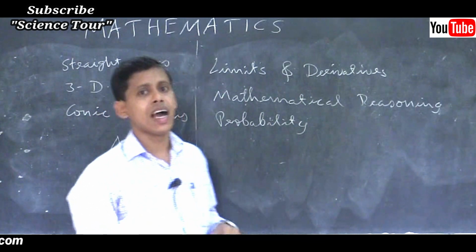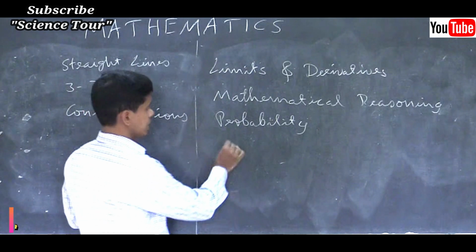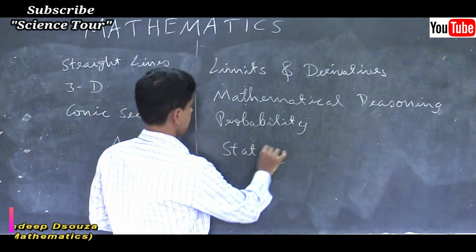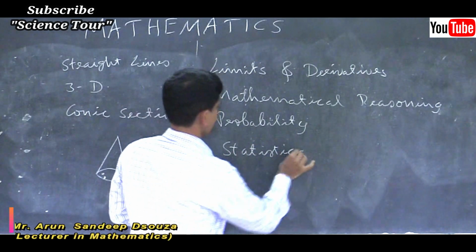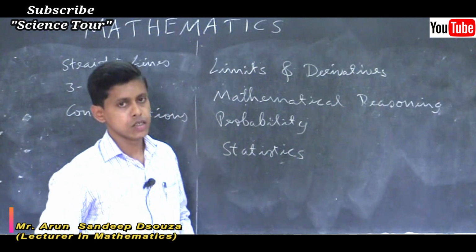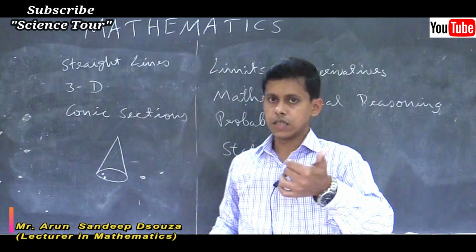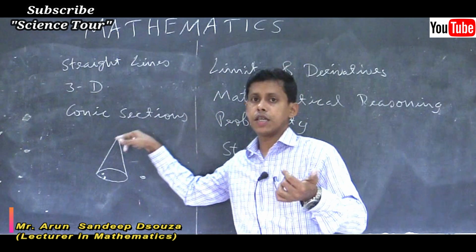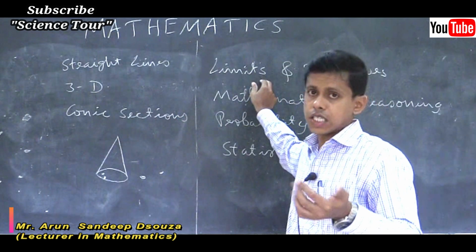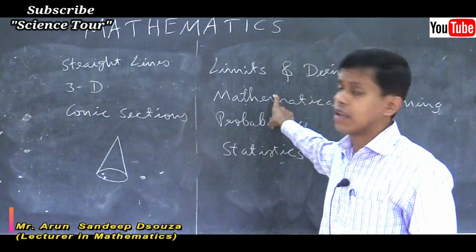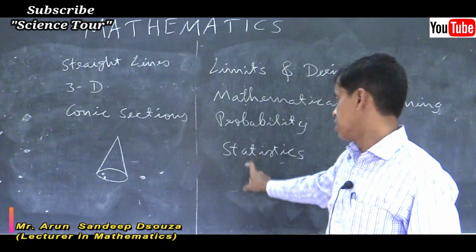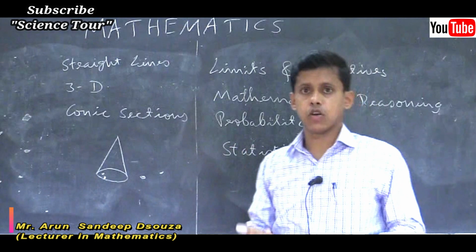And then we have a chapter that is statistics. Alright, so this covers all the five branches of maths. You have first algebra, then we have the geometry, then we have introduction to calculus, and then analysis part of maths, and then we have the statistics also.